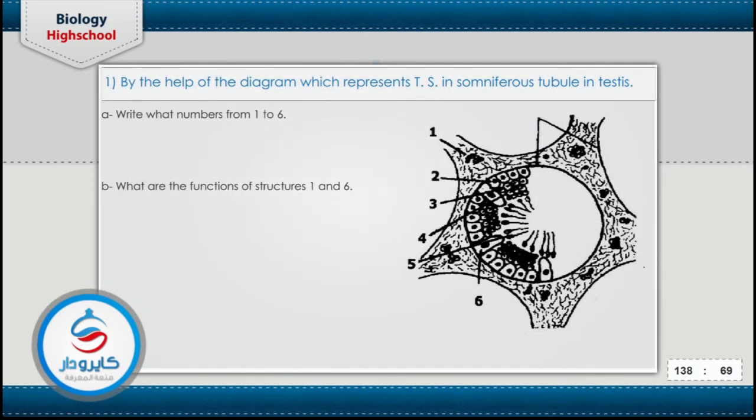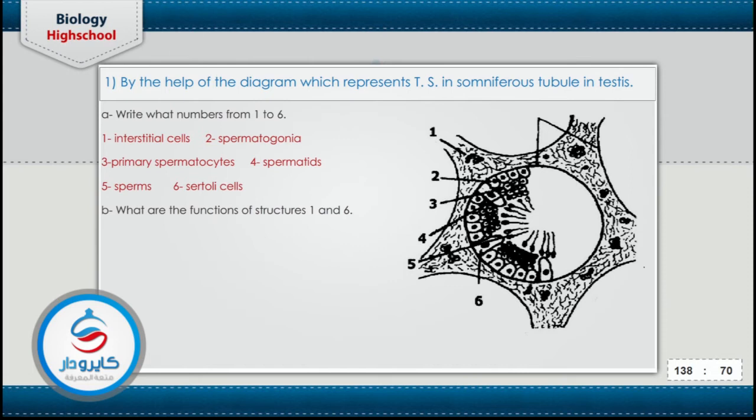With the help of the diagram which represents a transverse section in the seminiferous tubule in the testes, write the numbers from 1 to 6. Number 1 is the interstitial cells. Number 2 is the spermatogonia. The third is the primary spermatocyte. The fourth is the secondary spermatocyte. Number 5 is the spermatid. Number 6 is the Sertoli cells.